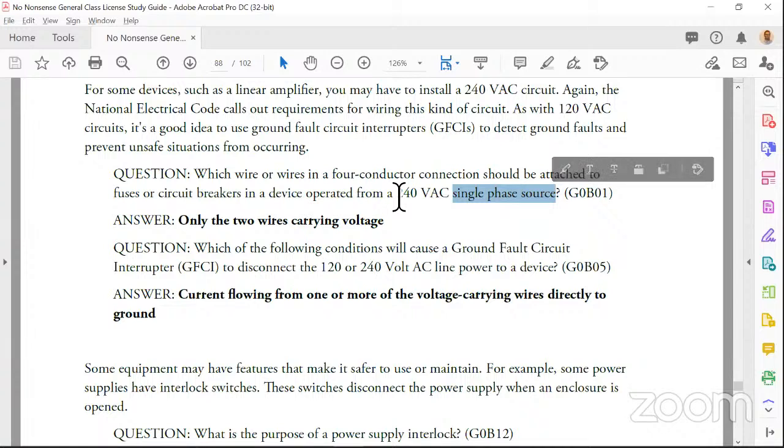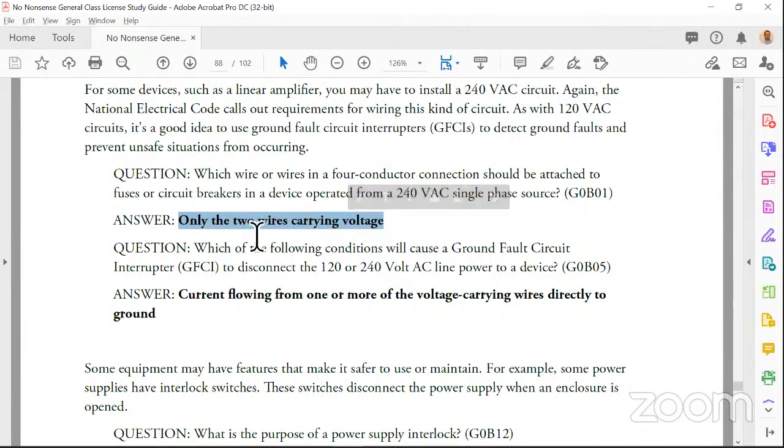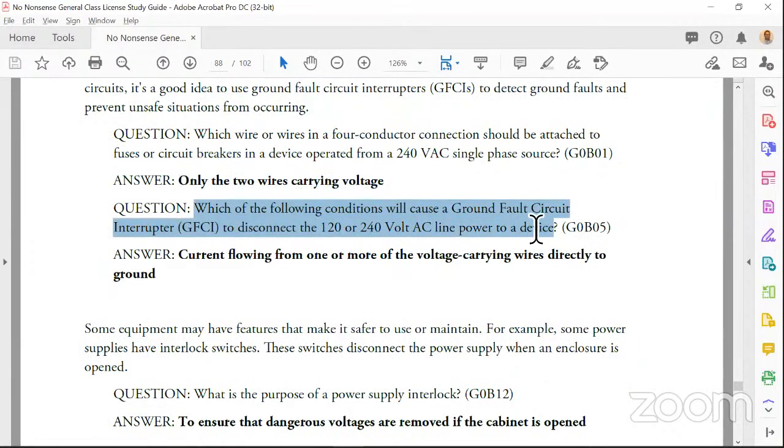So that means they are 2-line wires. So therefore, that's the answer. We put fuses or circuit breakers on only the 2 wires carrying the voltage. Very important to note, we never fuse a ground connection or a neutral.